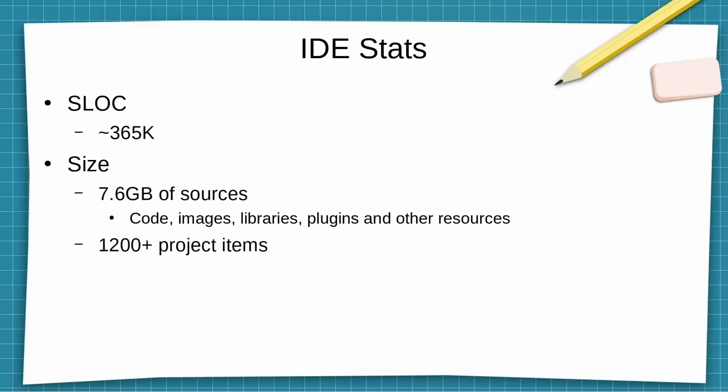There are over 1,200 project items in the IDE. Anyone have a project that beats that? You do. How many you got? 30,000? 15,000. All right, that's a big number. In the back, someone? Robin has a fake project. So this is big. It's a lot of things.